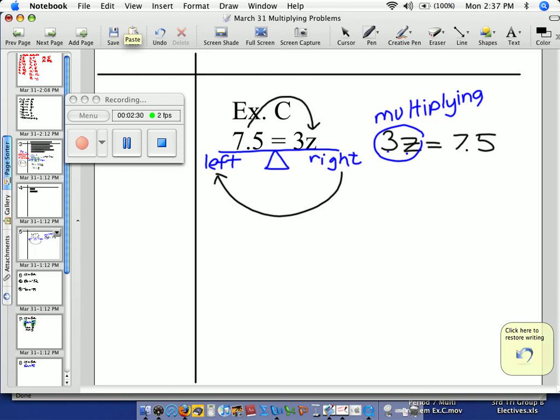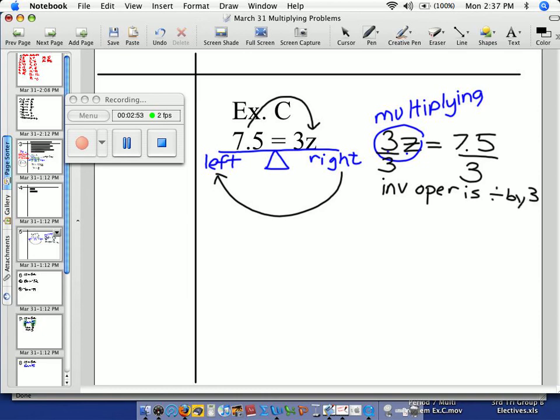Okay, let us divide by 3 on the left. Let us divide by 3 on the right. This division of 3 is the inverse of multiplying. Are we cool with that? Yeah. I'm going to record that. The inverse operation is dividing by 3.